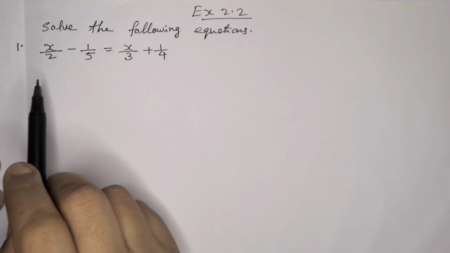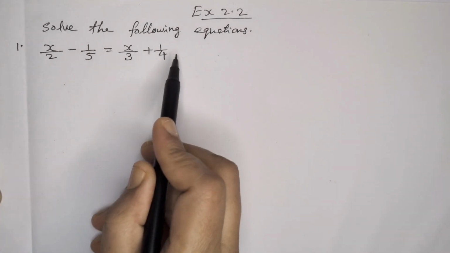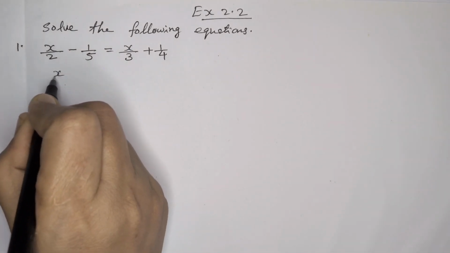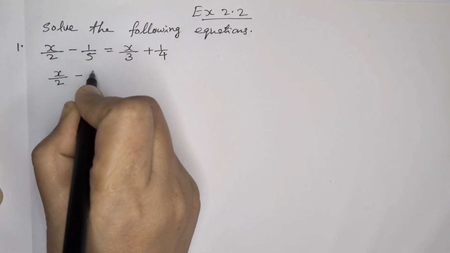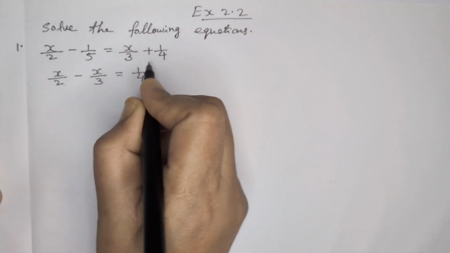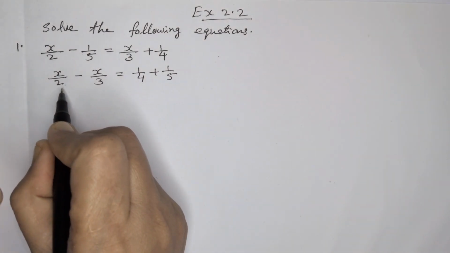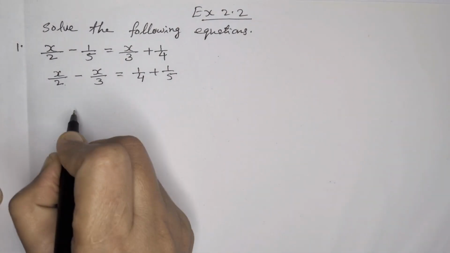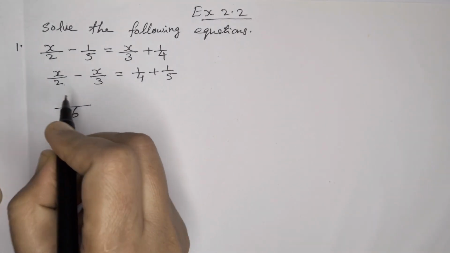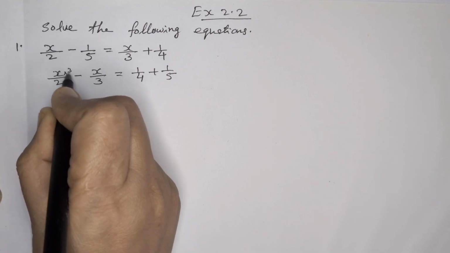Solve the following equations. First one: x/2 - 1/5 = x/3 + 1/4. We can keep all the x terms on the left side. x/2 - x/3 = 1/4 + 1/5. Now you can see denominators 2 and 3, so we have to take the LCM as 6. 2 and 3, LCM is 6. To make the denominator 6, we have to multiply up and down by 3 here.